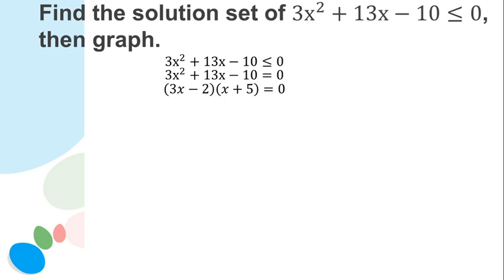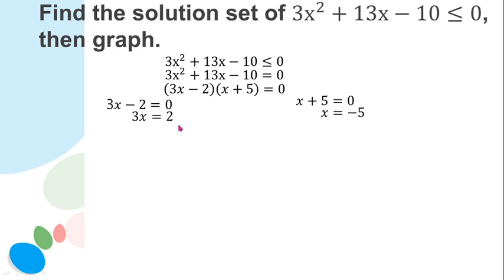So we apply the ZPP or the zero product property. So therefore, we have 3x minus 2 is equal to 0 and x plus 5 is equal to 0. So we solve for the resulting linear equations. So we have x is equal to negative 5. We simply transpose positive 5 to the other side. So that would be our first root or one of our points. Here we have to transpose negative 2 to the other side. So we have 3x is equal to positive 2.